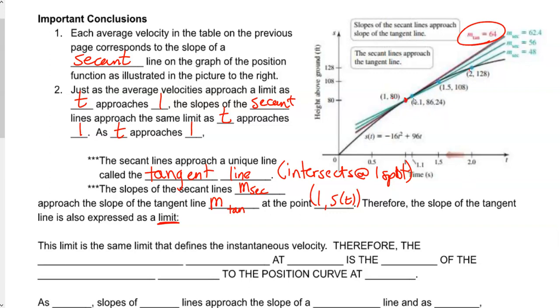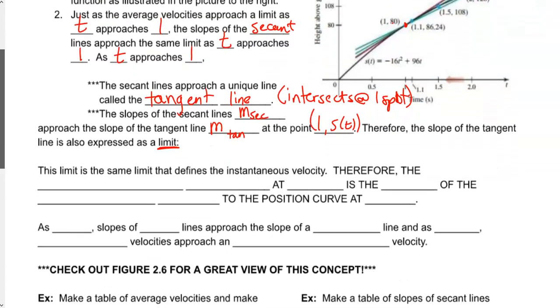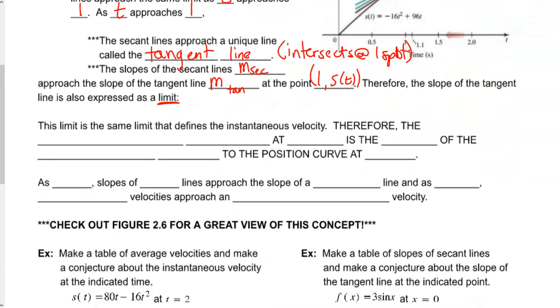It's not going to be a secant line here, or here. It is just going to be intersecting at one spot. Again, calculus with the tangent line, no calculus with the secant line. Now this limit is the same limit that defines the instantaneous velocity.